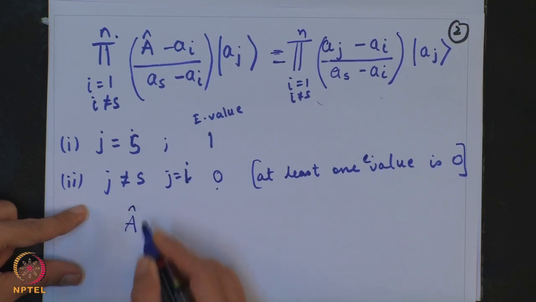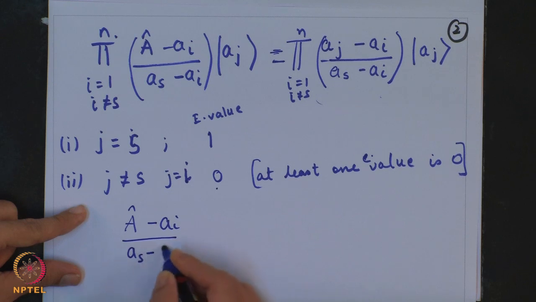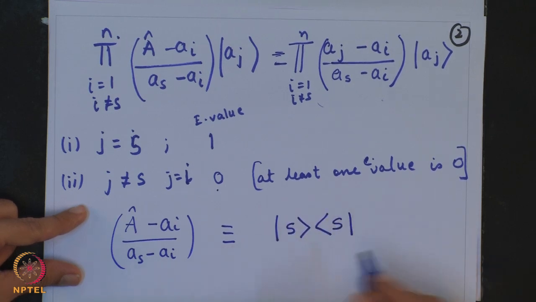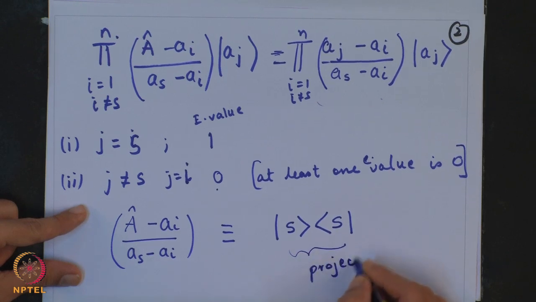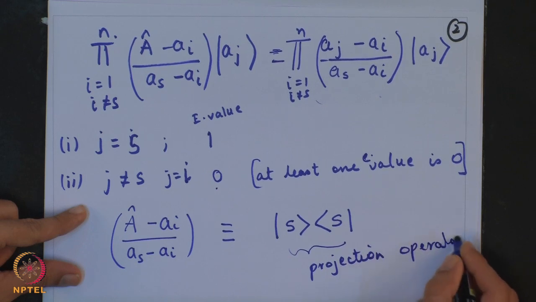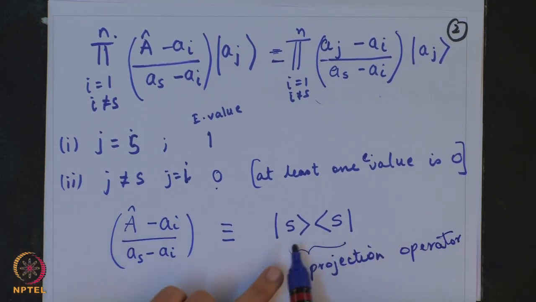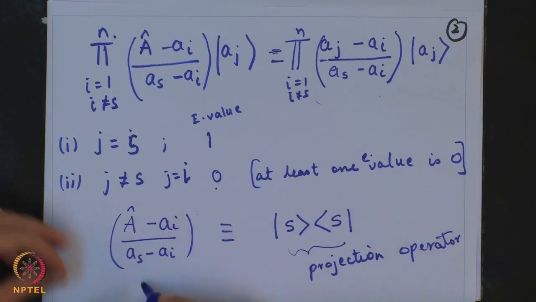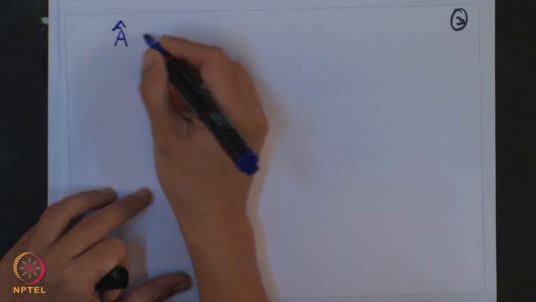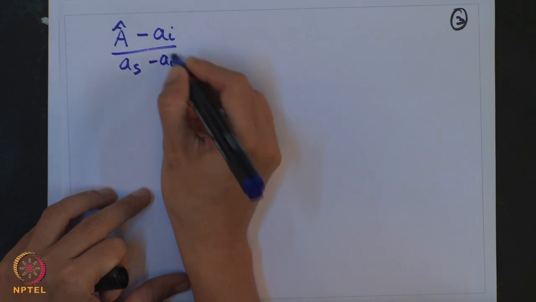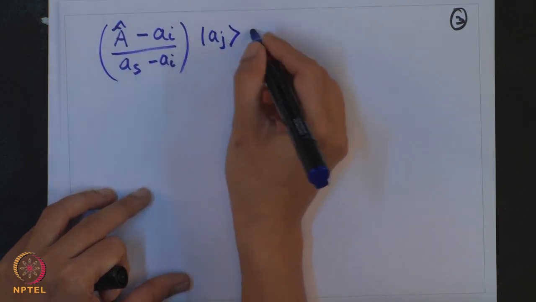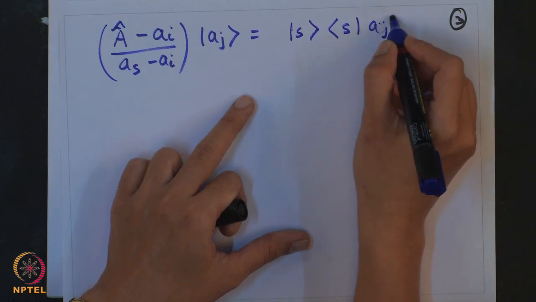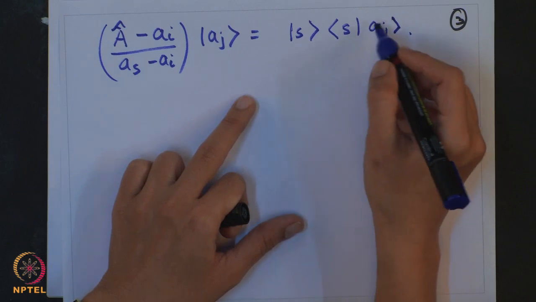So this operator is simply written as S. This is nothing but your projection operator. Remember, the projection operator is when S are the same. So you can really write this when you operate this operator on J, operator A minus AI, AS minus AJ, this when operated on AJ would give, in terms of this S operator, the Jth operator you will obtain.